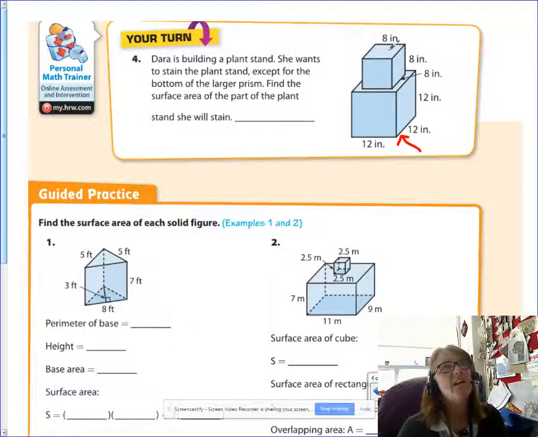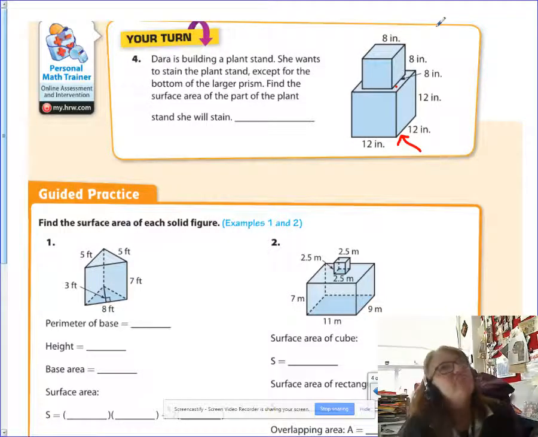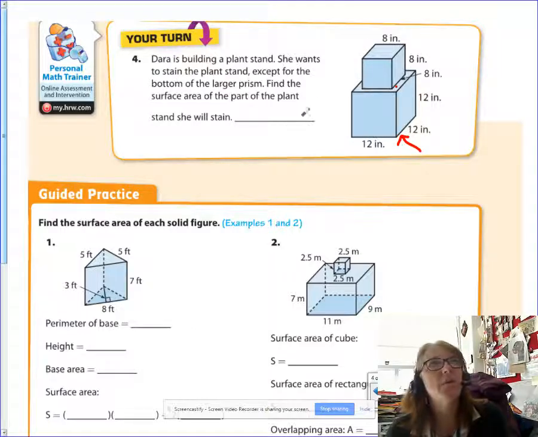Okay, so it looks like I have this cube that's 8 by 8 by 8. And then the bottom one is 12 by 12 by 12. Now the question is, on this one, she's not going to do the bottom. And then on this one, she's not... Well, is she? Isn't she? Is she going to do the whole top of the big one and the bottom of this one, even though no one's going to see it and it's not going to come in contact? I don't know. Let's just find it all and then separate out what we need to.